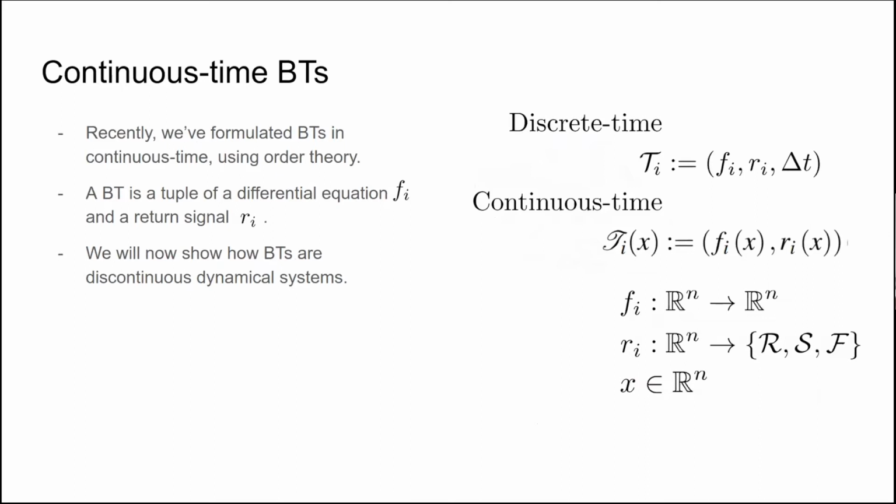So a behavior tree is pretty much just a function, like you have up here on top. It's a function composed of f, which is a differential equation, r, which is a return status, which can be equal to running, success, or failure, and then a time step, which is basically the frequency of those ticks that I showed before. But in order to formulate this in continuous time, we actually took away this time step, and now it's just a differential equation and a return status. And now there is no time step, it's just continuous time.